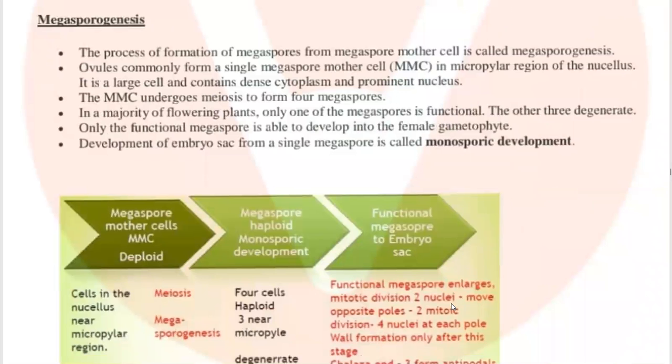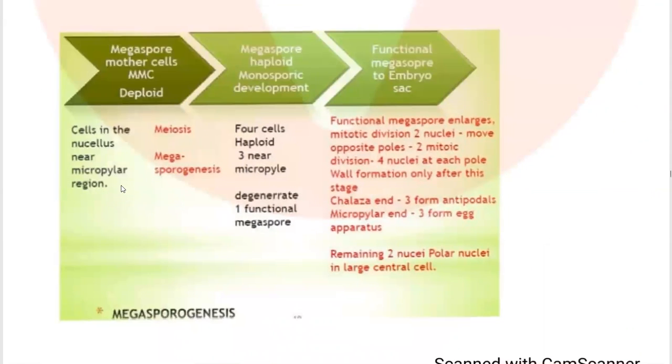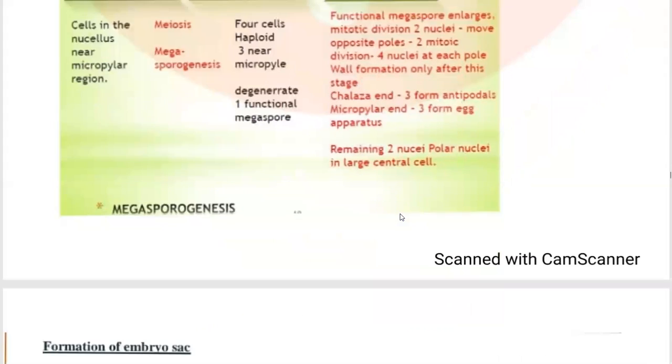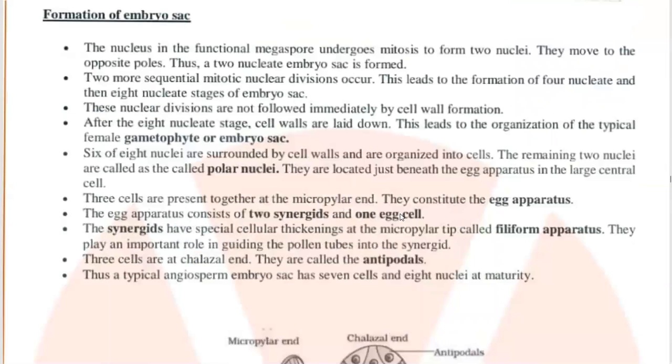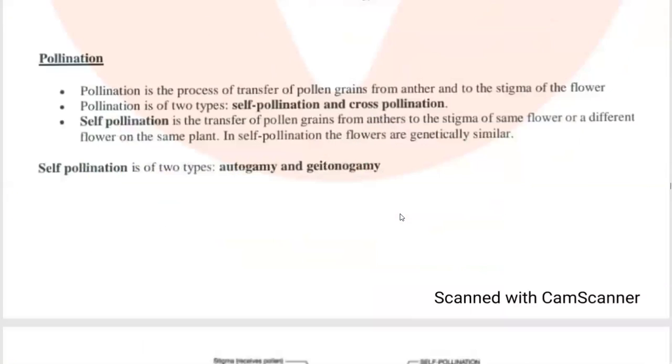Then megasporogenesis, formation of mother cell. Megaspore mother cell, which is a diploid cell near the micropylar region, after meiosis forms megaspore, haploid. Monosporic development occurs and forms megaspore, which is haploid. Then functional megaspore to embryo sac. Then this further forms embryo sac. Then formation of embryo sac. This is the diagrammatic representation of formation of embryo sac.